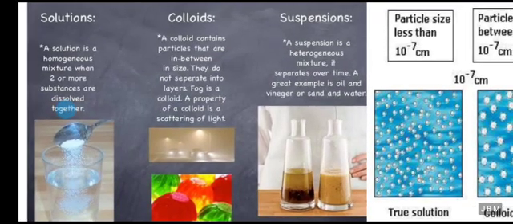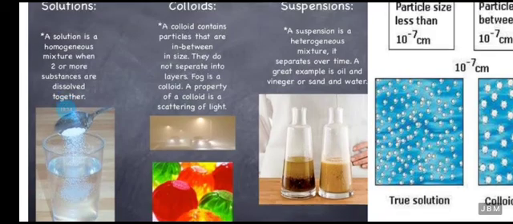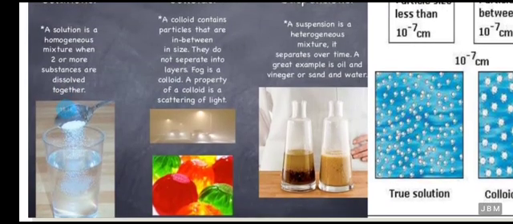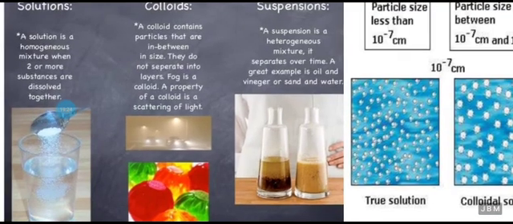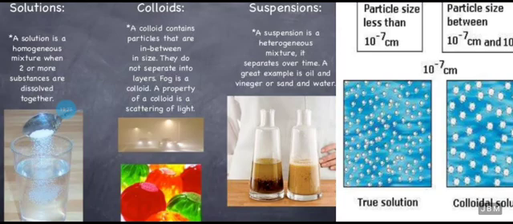Solution: a homogeneous mixture when two or more substances are dissolved together. Colloids: a colloid contains particles that are in between in size. They do not separate into layers. Fog is a colloid. A property of a colloid is the scattering of light. And suspension is a heterogeneous mixture that separates over time. It lacks stability. Now, this is a very important property regarding colloids that I would like to mention at this point: they cannot be separated from the mixture by the process of filtration, but a specific technique of separation known as centrifugation is employed for it, and they do not settle down when left undisturbed. That is, colloid is quite stable.